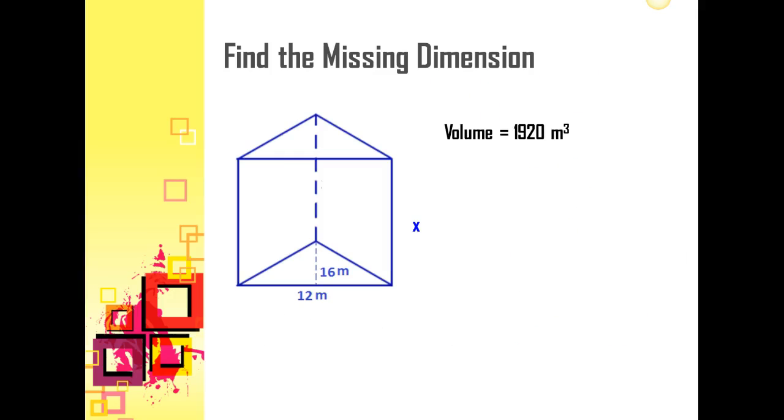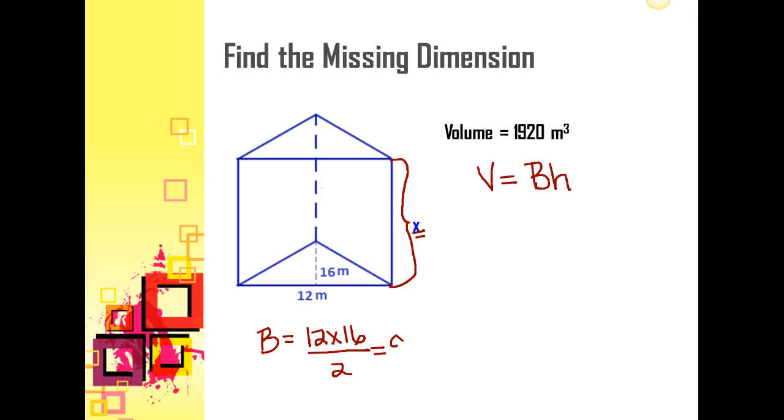In this problem, we're given the volume and asked to find the missing height of the figure. We can do this using our formula, volume equals big B times h. We know the volume, and to calculate the area of the triangular base, we will multiply its base times height and divide by 2. 12 times 16 divided by 2 equals 96 meters squared. Now we can plug these values into our formula.